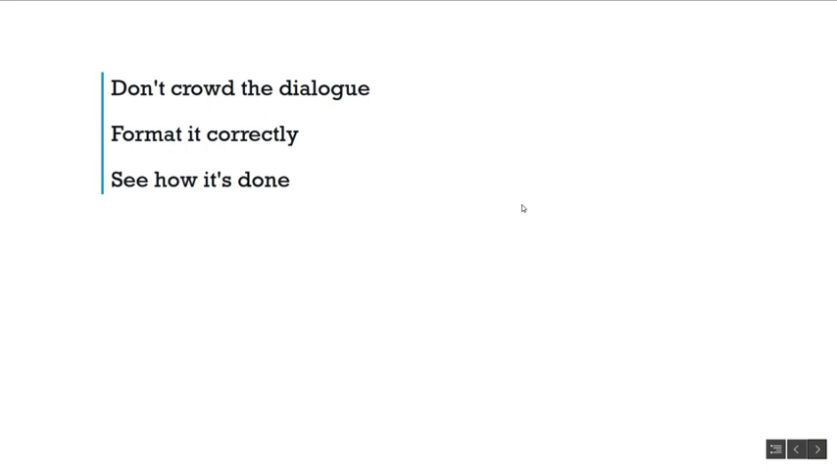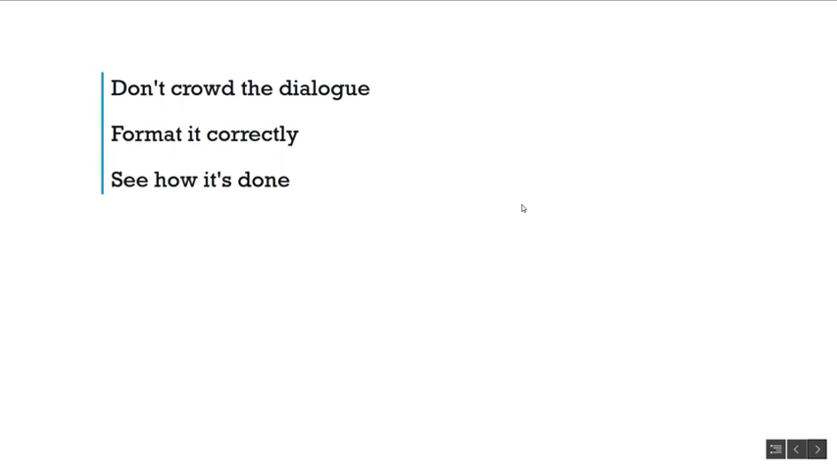Don't crowd it with too much, like using too many adverbs. Like, he walked in and said this sadly, or she came into my house and happily said this. Just let your dialogue do the talking instead of your dialogue tag. The dialogue tag is the "he said" and "she said." Let your dialogue do the talking. Let your dialogue do the exclaiming and the questioning.